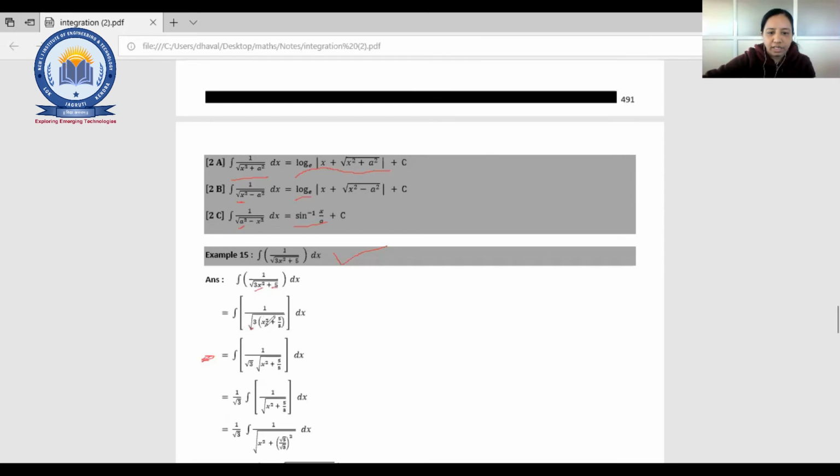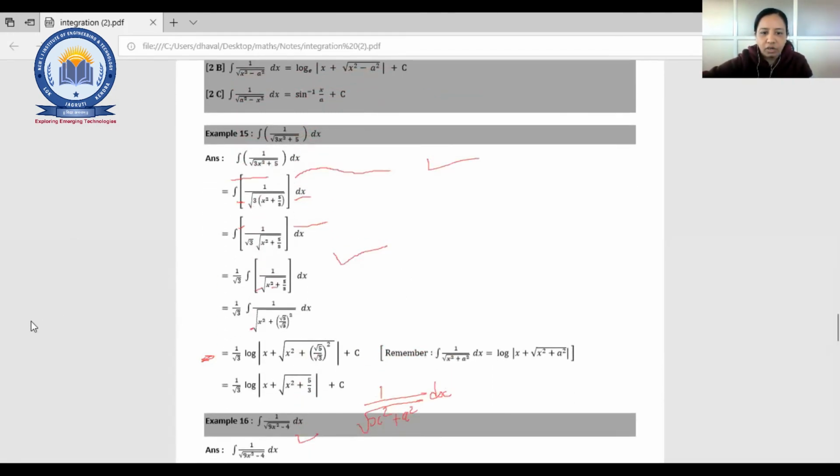So here you can see the 3, then x square plus 5 by 3. Now here also root 3, x square plus 5 by 3 under the root. Now again you can write down 5 by 3. If you want to write it in terms of a square, you have to write root 5 upon root 3 square. So you will get 1 upon root x square plus a square dx, and we know the formula for that: log x plus under root whatever it is, as it is. Alright, so it will be okay.